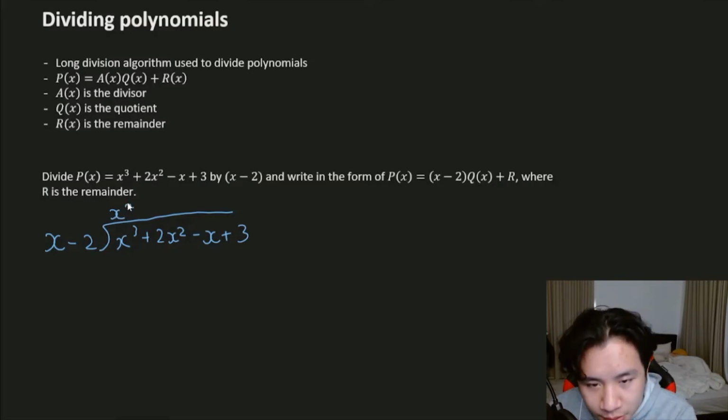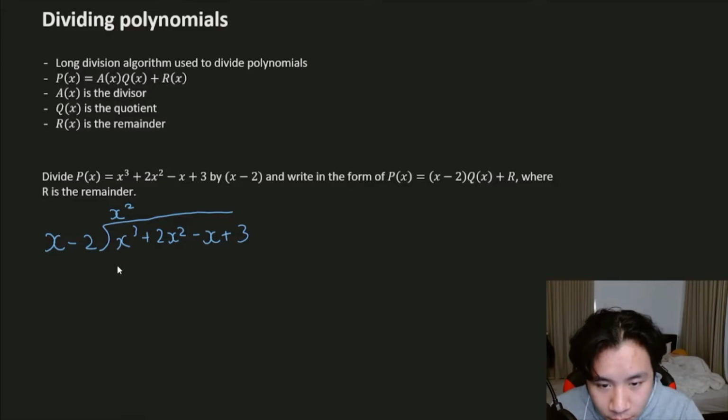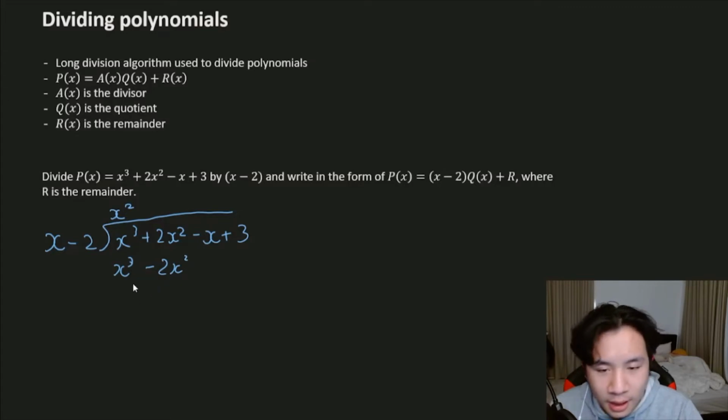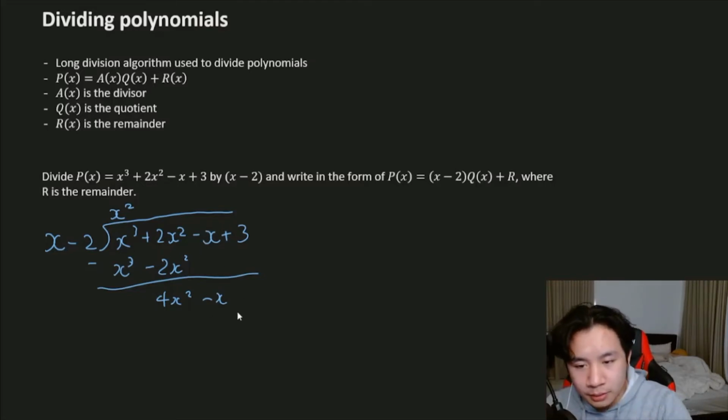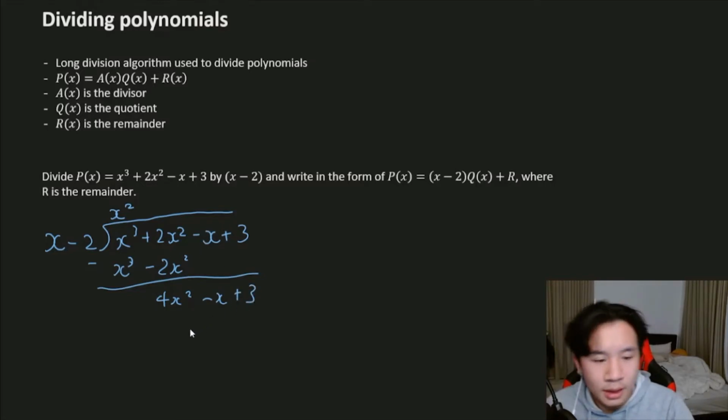Okay. And then what you want to do next is times whatever you had here with both of these terms. So you want to times x squared with x, which will give you x cubed. And then x squared times minus 2. So that gives you minus 2x squared. All right. And then from this original polynomial, you want to minus it with whatever you have here. That gives you 0. This is 4x squared. And then the rest of the terms drop down. And then rinse and repeat.